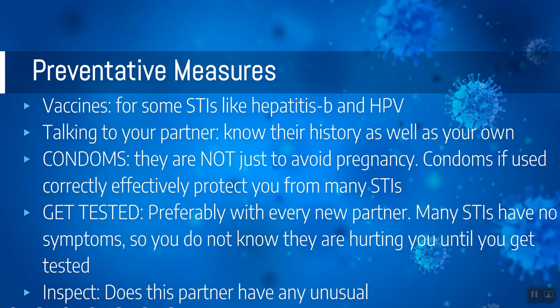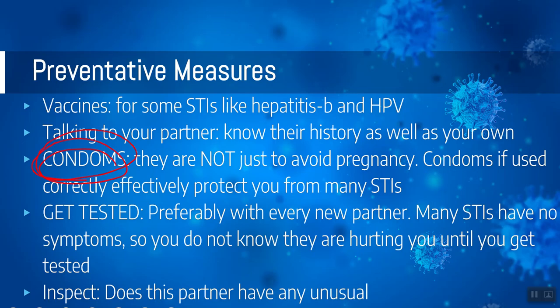However, there are preventative measures that you can take. Sex can be safe. For things like hepatitis B, which is an STI we didn't really talk about, and HPV, there are vaccines available that can protect you right away from contracting these viruses that you could potentially have for life and can hurt you. Talking to your partner is really, really important. Understanding their history as well as your own can protect you both and help you make good choices as to how you are going to proceed sexually.